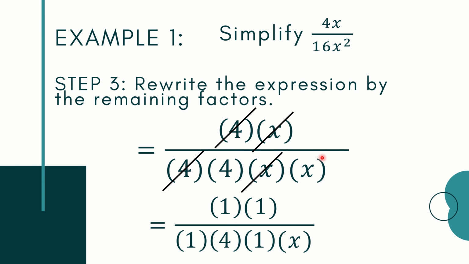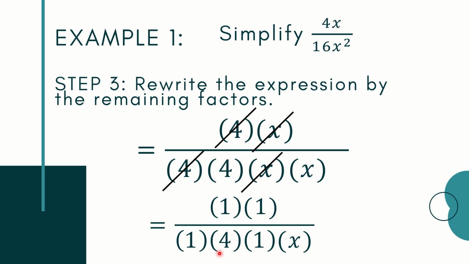So, always remember that when all the factors are canceled, it means a 1 remains. How about in our denominator? We already canceled out 4 and x, so the remaining factors are 4 and x. Meaning, a 1 also remains here. So we have here 4x.